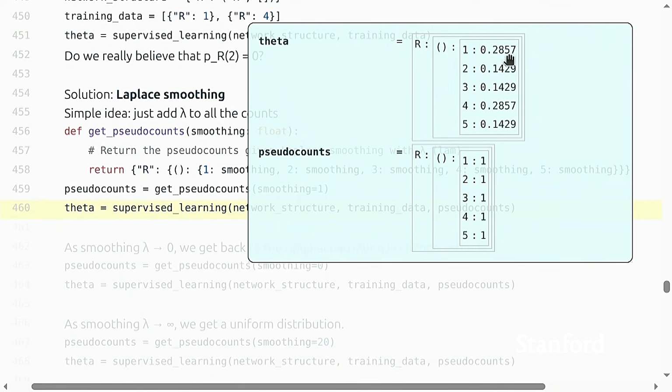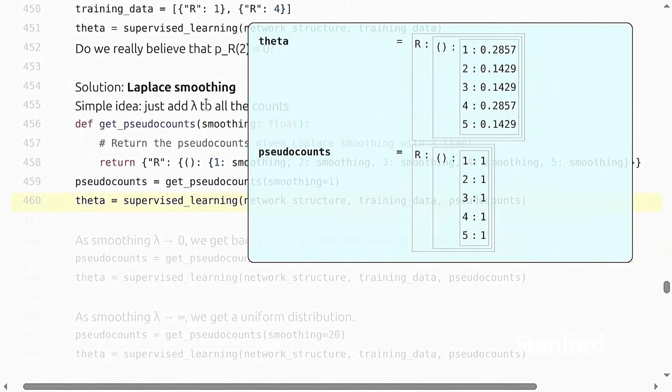So remember, before this was 1 and 4. Let me quickly do this on the board to make it a little bit clearer.